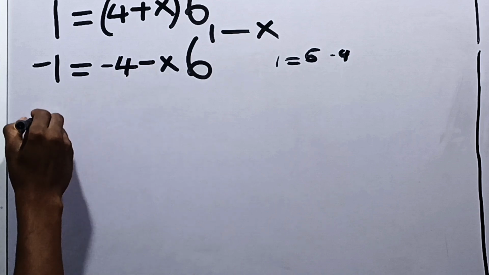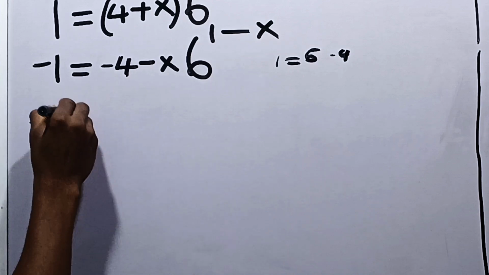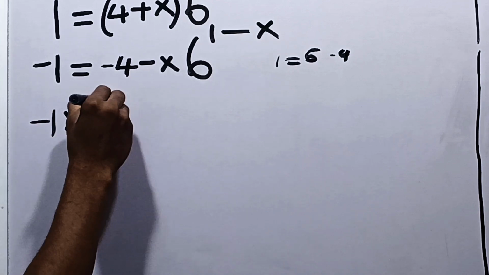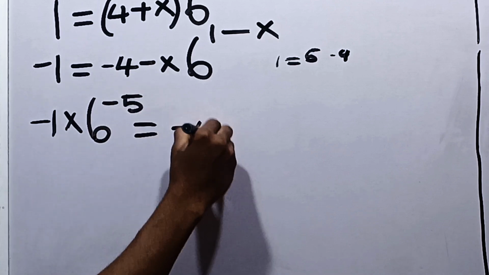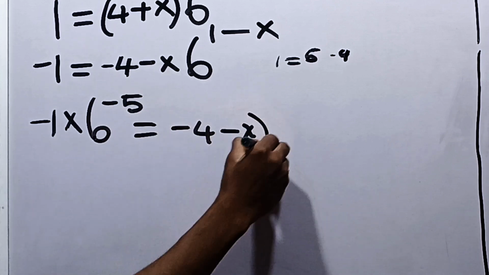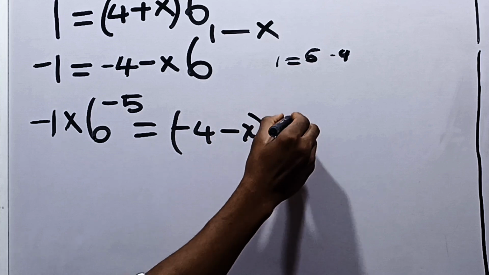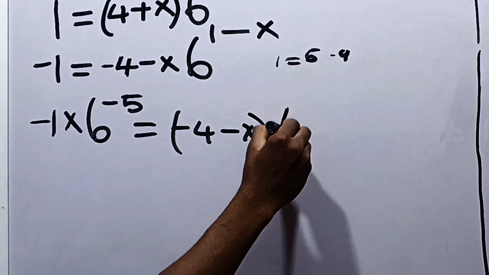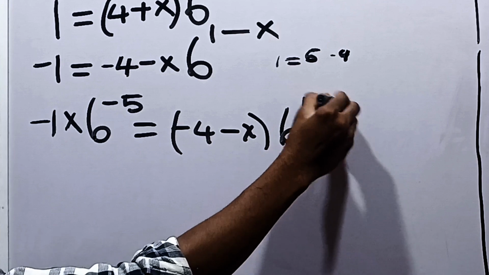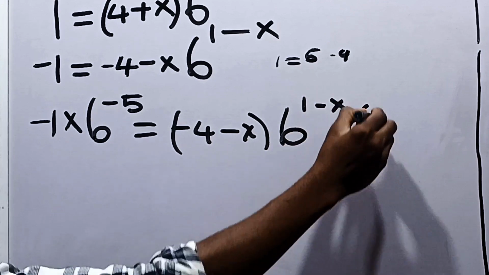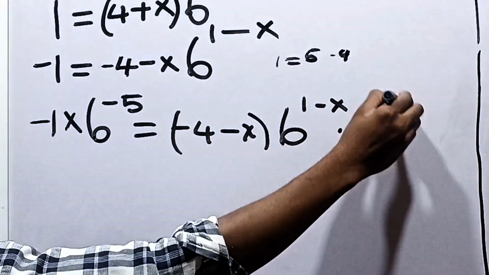Now watch. I have minus 1 times 6 raised to the power minus 5, equal to minus 4 minus x. Remember this is inside brackets, please. Multiplied by 6 raised to the power 1 minus x multiplied by 6 raised to the power negative 5.